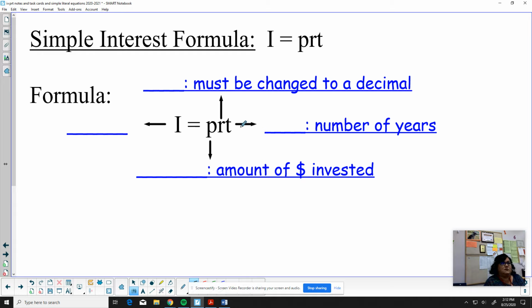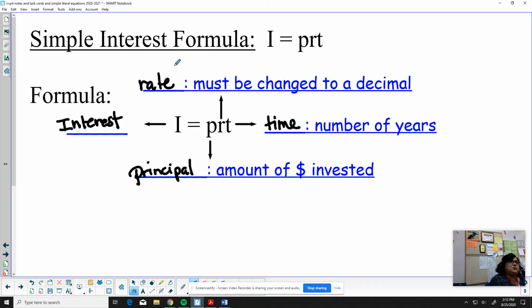Okay, so this is the formula that we talked about before. We were manipulating it and solving for P and for T. So let's talk about what these things mean. The letter I stands for interest. The letter P stands for principal. The letter R stands for rate. And the letter T stands for time.